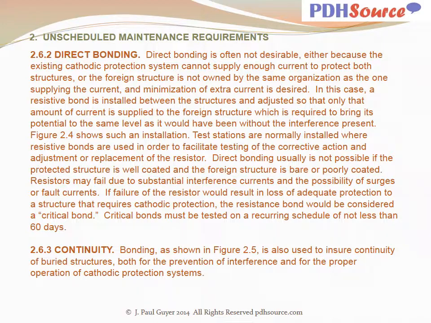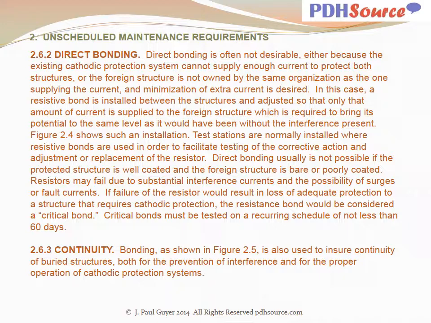Test stations are normally installed where resistive bonds are used in order to facilitate testing of the corrective action and adjustment or replacement of the resistor. Direct bonding usually is not possible if the protected structure is well coated and the foreign structure is bare or poorly coated. Resistors may fail due to substantial interference currents and the possibility of surges or fault currents.